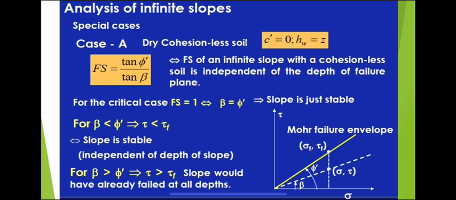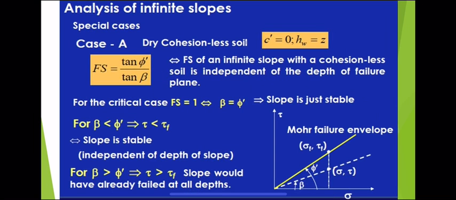We are going to use different cases, like special cases. Case A, dry cohesionless soil. We are taking c dash equal to 0 and hw equal to z. We are going to substitute these values in the previous factor of safety equation, and we are going to get factor of safety equal to tan phi dash by tan beta.